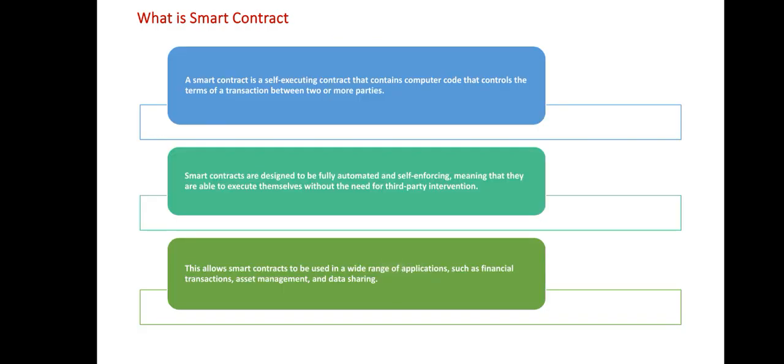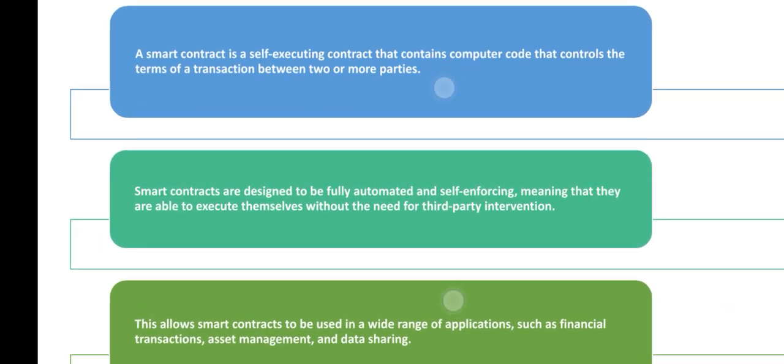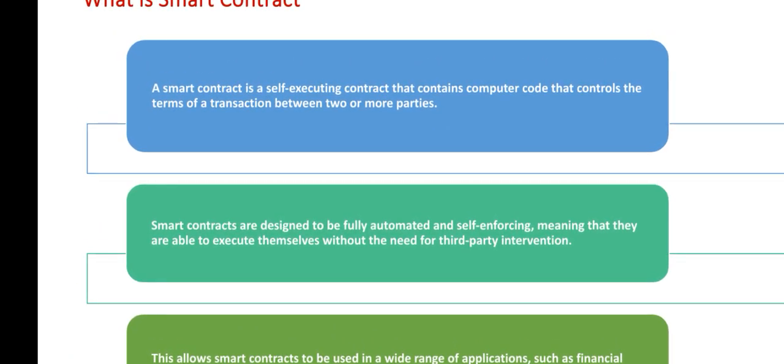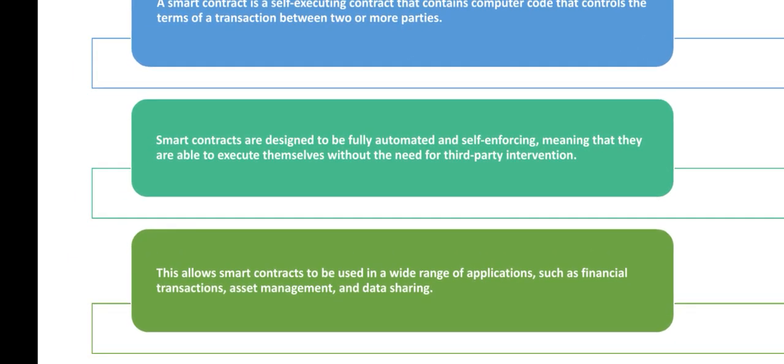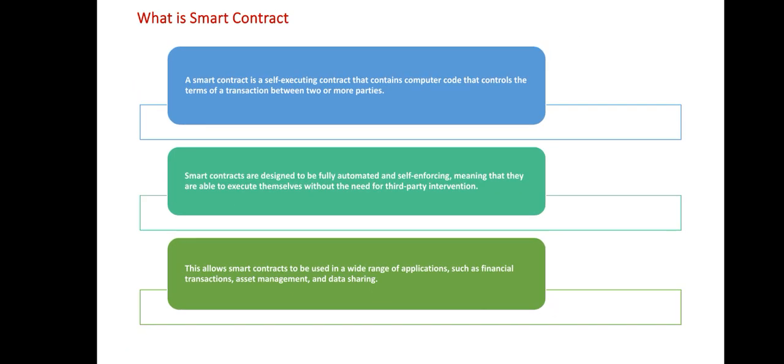So what is actually a smart contract? How do we define a smart contract? A smart contract is a self-executing contract that contains computer code that controls the terms of a transaction between two or more parties. Smart contracts are designed to be fully automated and self-enforcing, meaning that they are able to execute themselves without the need of a third party. This allows smart contracts to be used in a wide range of applications such as financial transactions, asset management, data sharing, money transfer, or any digital data transfer.